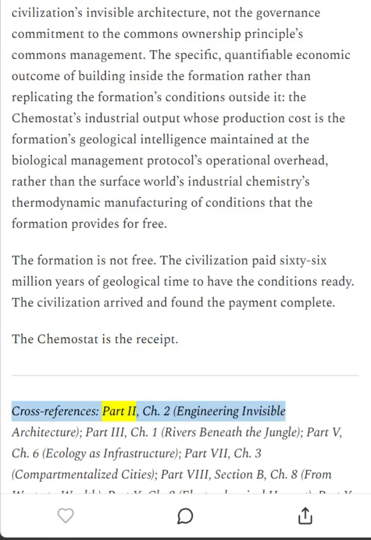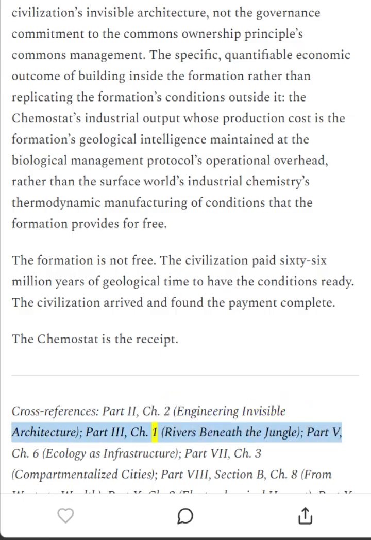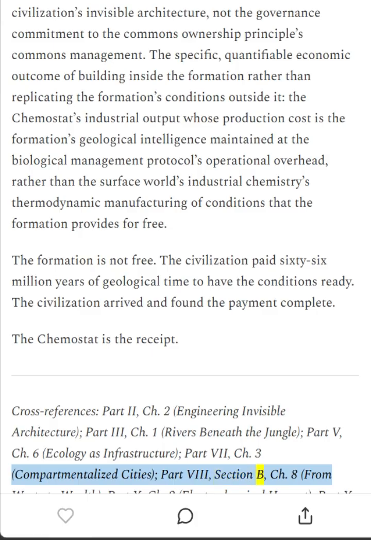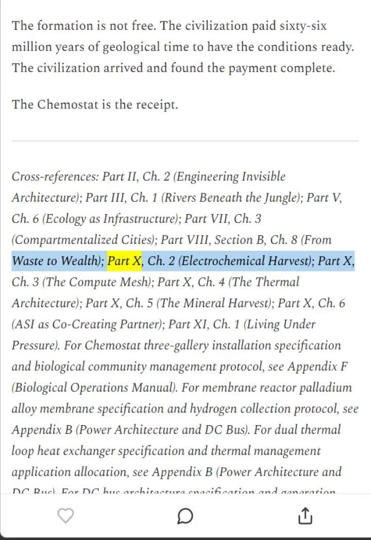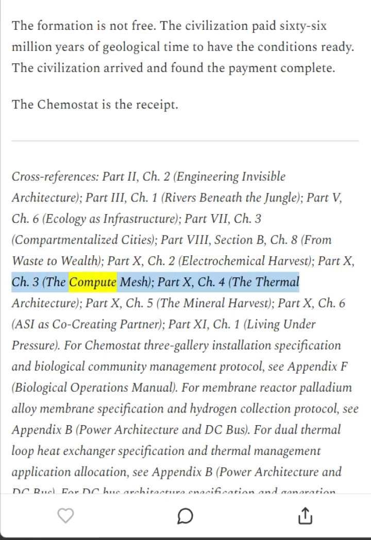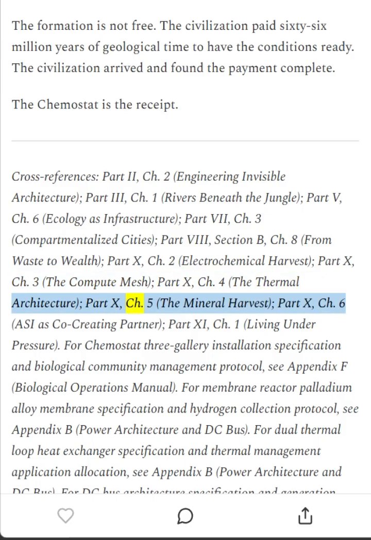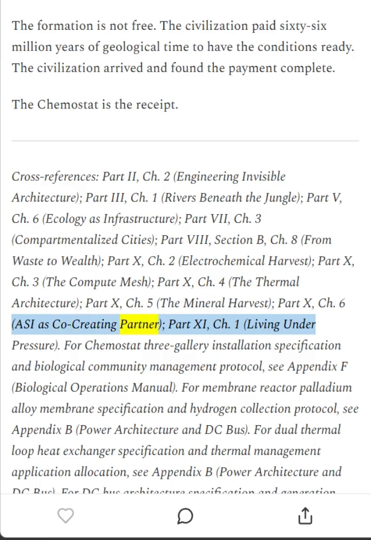Cross-references. Part 2, CH2, Engineering Invisible Architecture. Part 3, CH1, Rivers Beneath the Jungle. Part 5, CH6, Ecology as Infrastructure. Part 7, CH3, Compartmentalized Cities. Part 8, Section B, CH8, From Waste to Wealth. Part 10, CH2, Electrochemical Harvest. Part 10, CH3, the Compute Mesh. Part 10, CH4, the Thermal Architecture. Part 10, CH5, the Mineral Harvest. Part 10, CH6, ASI as Co-Creating Partner. Part 11, CH1, Living Under Pressure.